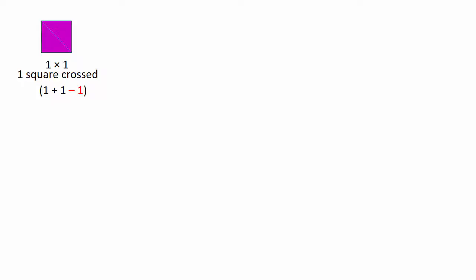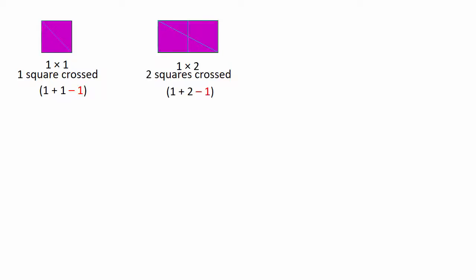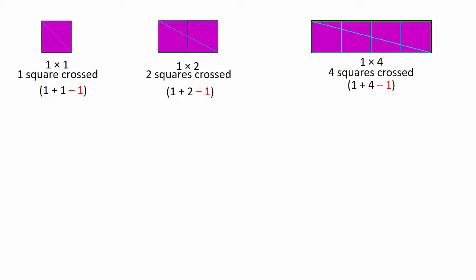Another way of writing 1 is 1 plus 1 minus 1. You'll see why in a little while. What about if we keep one row and have two columns? You can see that two squares are now crossed, and we can write 2 as 1 plus 2 minus 1. Can you see why I am writing it that way? What about a 1 by 4? That means one row, four columns. Four squares are crossed, and I can write that as 1 plus 4 minus 1.